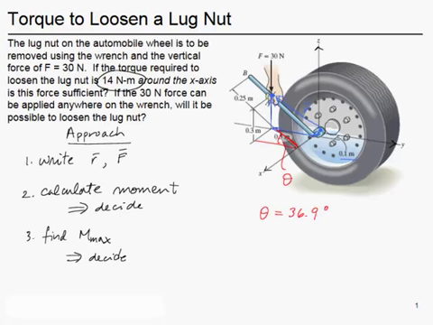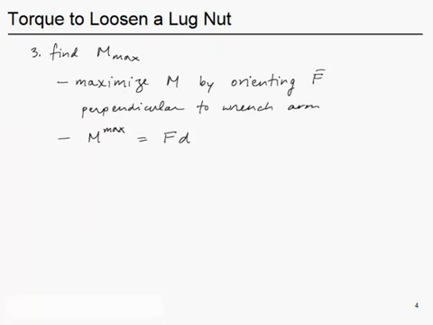Okay, now here, let me go back to the figure. Here we see that this distance right here is D. D is really equal to 0.5 meters. And so what that means is if we apply the force perpendicular to the arm of the wrench, that is going to give us the maximum. So let's go back here and do that. What we're going to find is that M max, and this is the max around the x-axis, is just going to be equal to 30 Newtons times 0.5 meters. That's equal to 15 Newton meters.